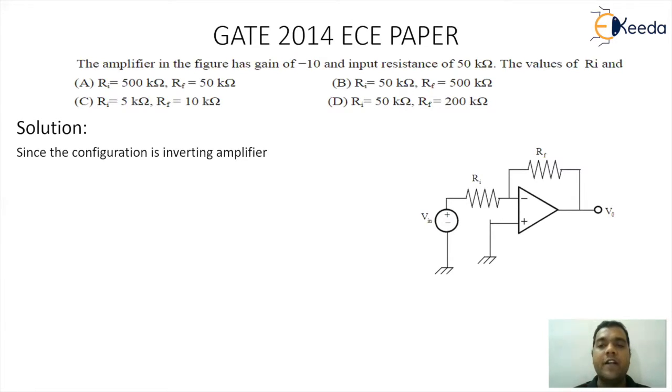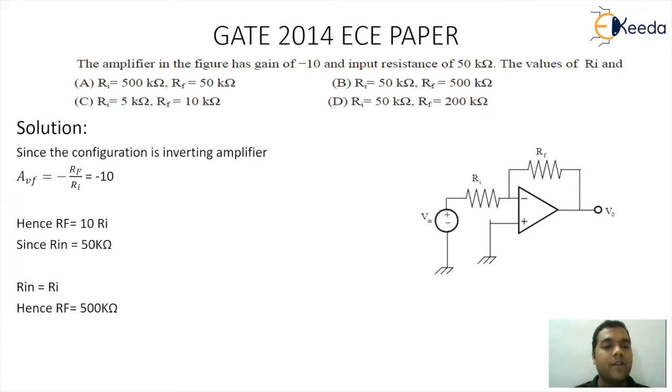So with the logic of inverting amplifier, the value of your gain is minus of Rf by Ri, and the data is given as gain is minus 10. So minus of Rf by Ri will be minus 10. Rf will be 10 times Ri. So this is the first thing. Secondly, the input resistance of the circuitry is given as 50 kilo ohm. That is the input resistance Rin. So Rin is equal to Ri for the inverting amplifier. And that's the reason the value of Ri is 50 kilo ohm, then Rf value will be 10 times 50 kilo ohm, that will be 500 kilo ohm.